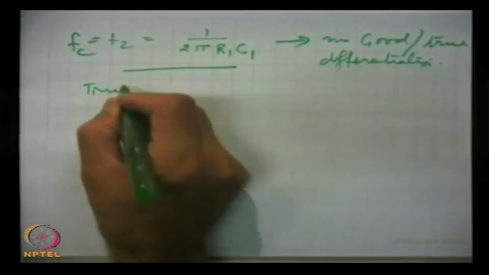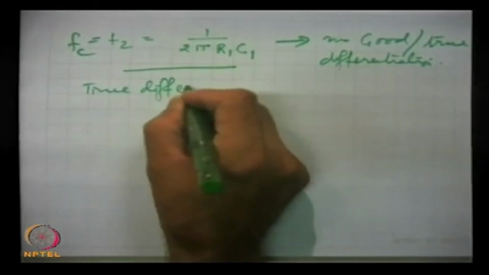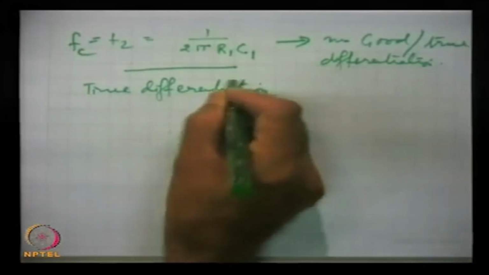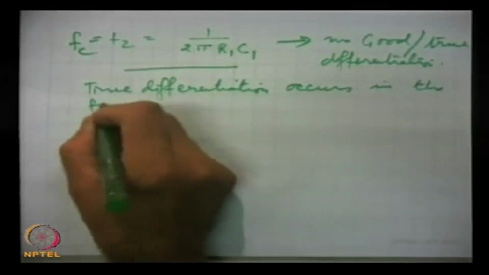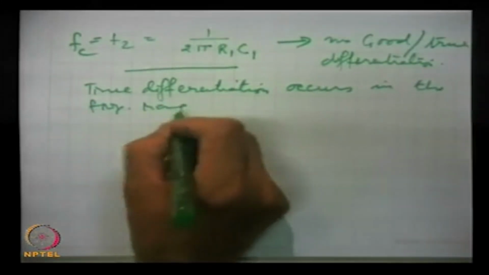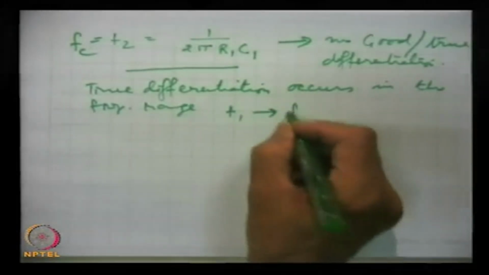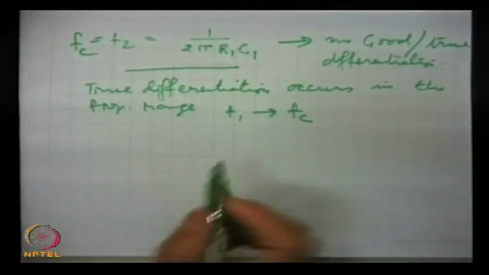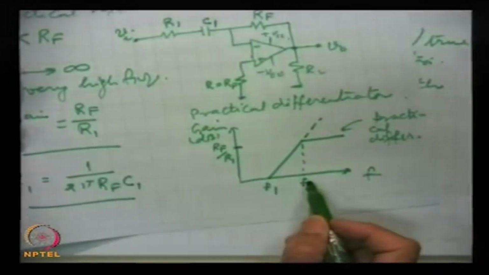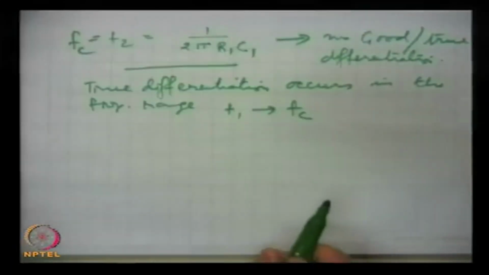True differentiation occurs in the frequency range F1 to Fc or F2, whatever you write, and this frequency Fc is set quite high in comparison to F1, so that there is a good range of frequencies over which true differentiation will be possible.